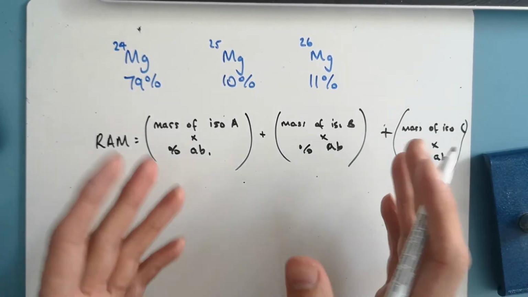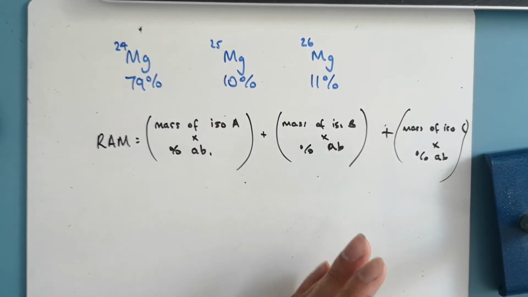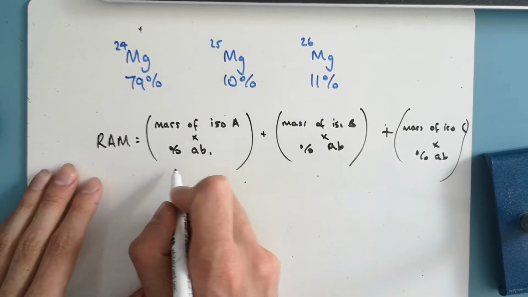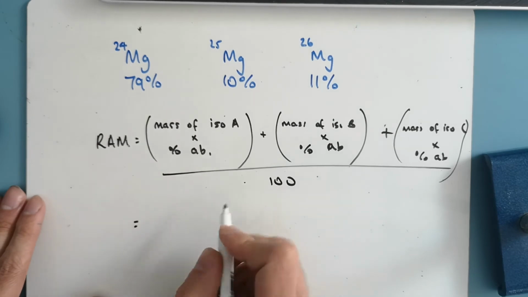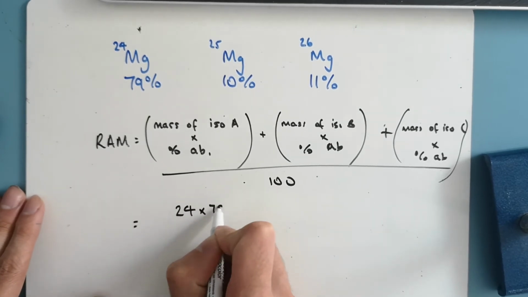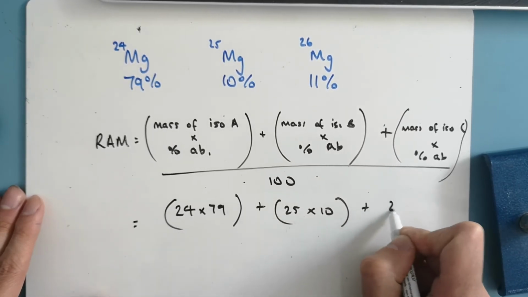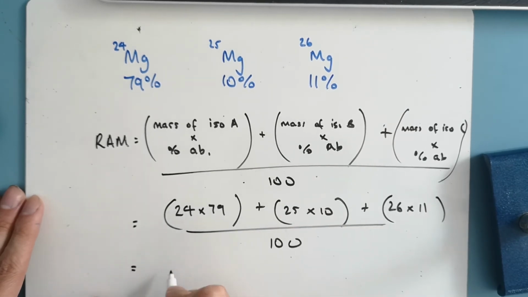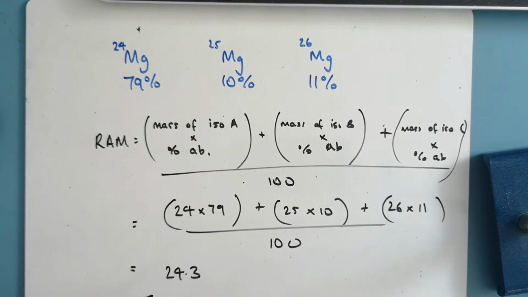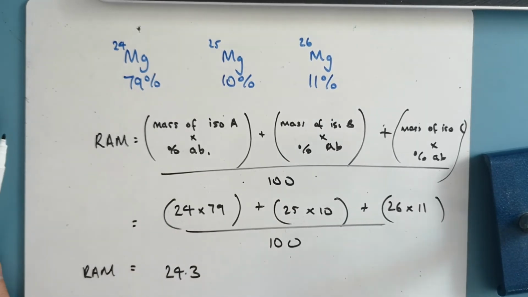Now it might be that it has 2 isotopes, in which case you just do this part. It might be that it has 7 or 8, in which case you keep on going. Mass of isotope D times its percentage abundance. That's going to be divided by 100, because we're doing it as a percentage, and that will give you 24 times 79 plus 25 times 10 plus 26 times 11, all divided by 100, which comes out at 24.3, which is what you'll see on the periodic table if you have a look for magnesium.